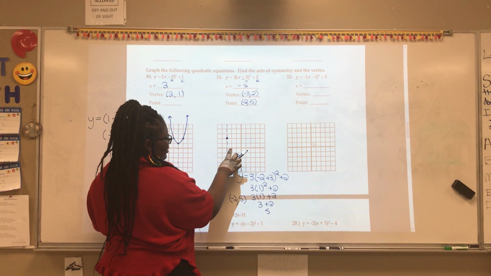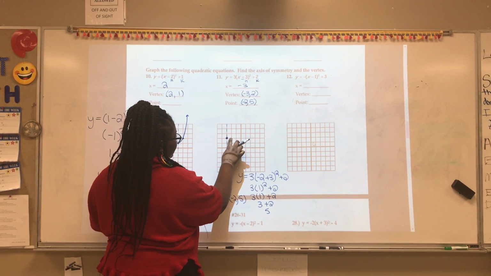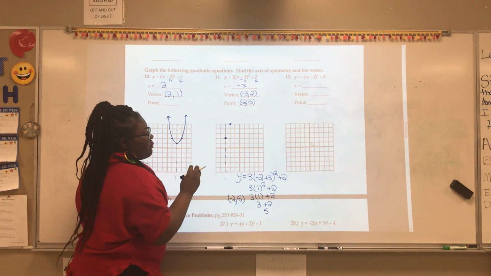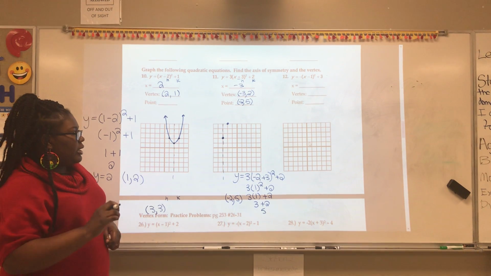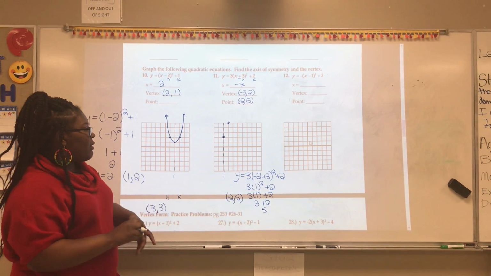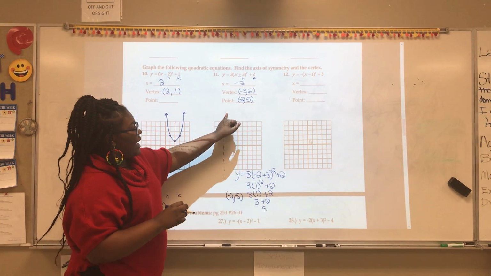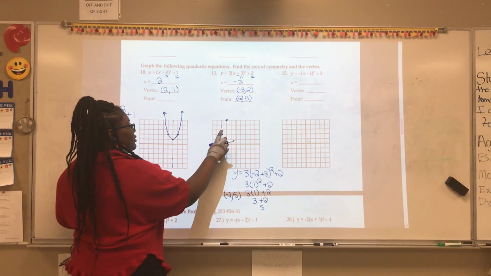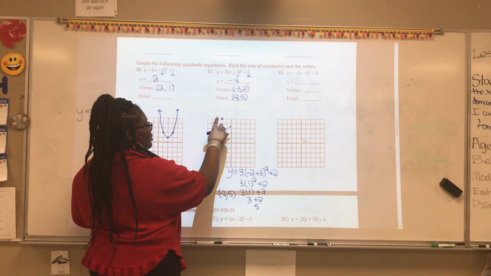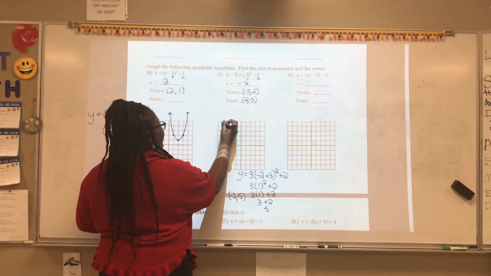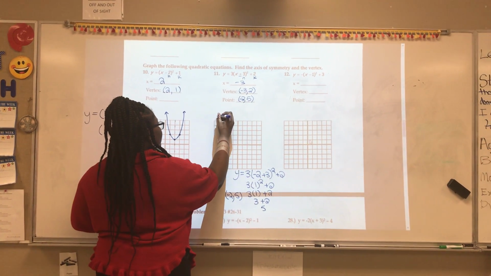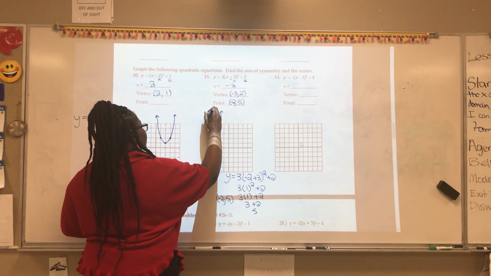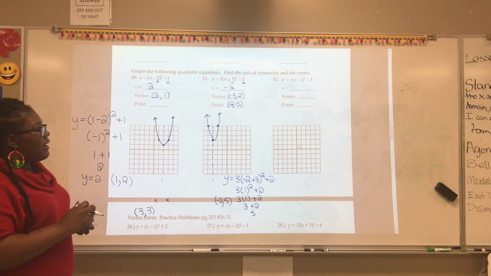So at x equals -2, I'm going to go up to 5. 1, 2, 3, 4, 5. And again, I want to make my parabola symmetric. So if I went 1 right and I'm at 5, then if I go 1 to the left, I also need to be at 5. So I'm going to go back to my axis of symmetry, go 1 point to the left, and put another dot. I'm going to make my parabola, and that's what you should have graphed.